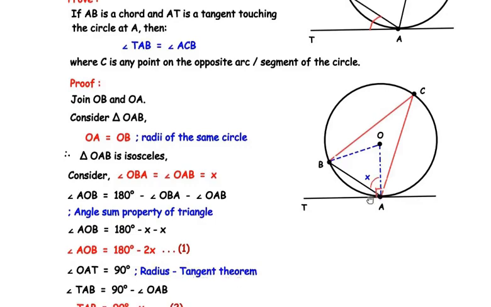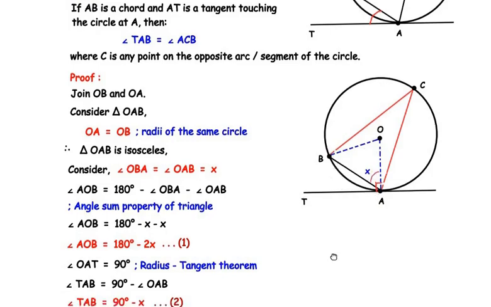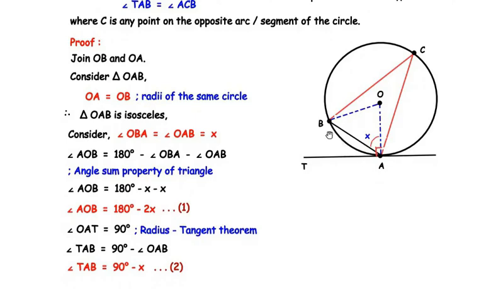Once we have got this, let us try to find out the angle TAB. Now angle OAT is made up of two angles, that is angle TAB and angle OAB. So if you subtract angle OAB, that is angle x, from 90 degrees, we are going to get angle TAB. So here we have written angle TAB is equal to 90 degrees minus angle OAB. So here we get angle TAB as 90 minus x. So let us consider this as equation 2.